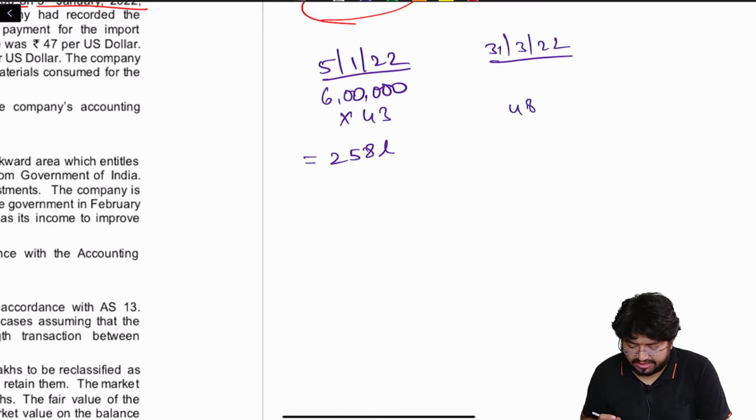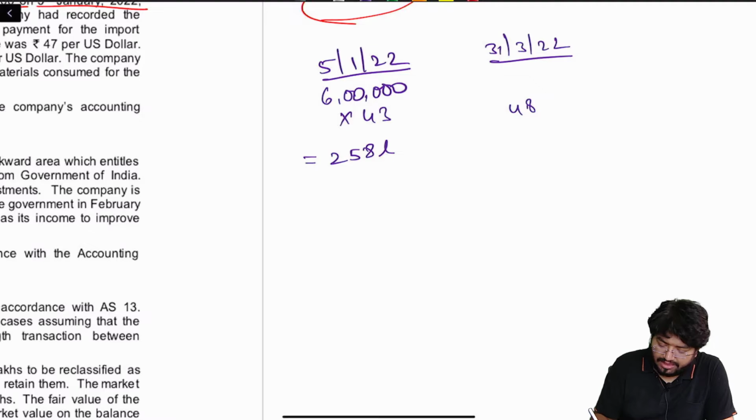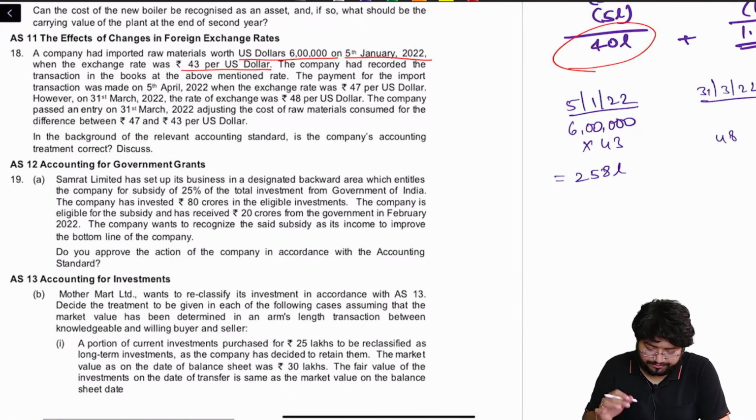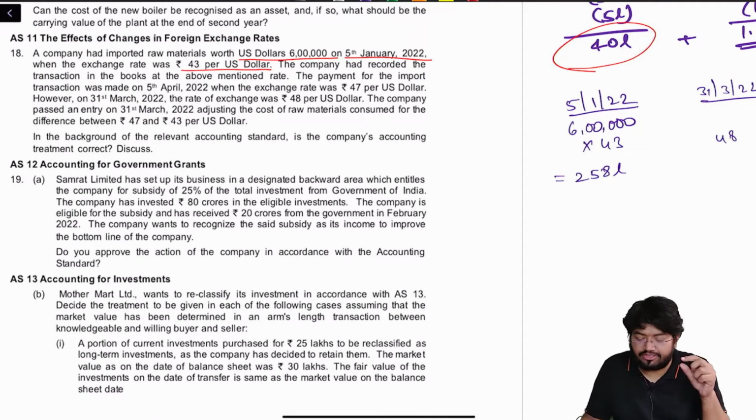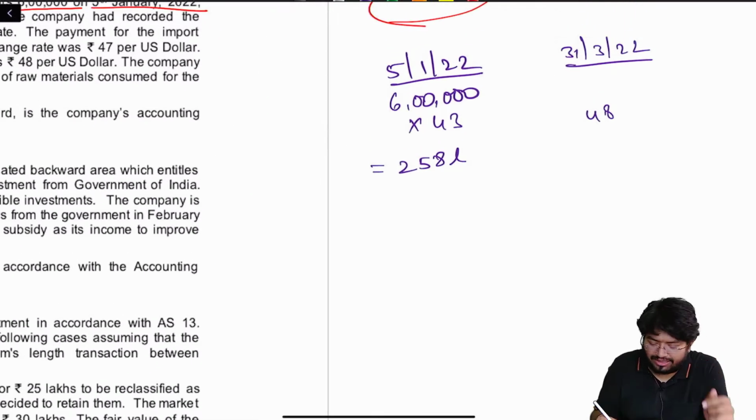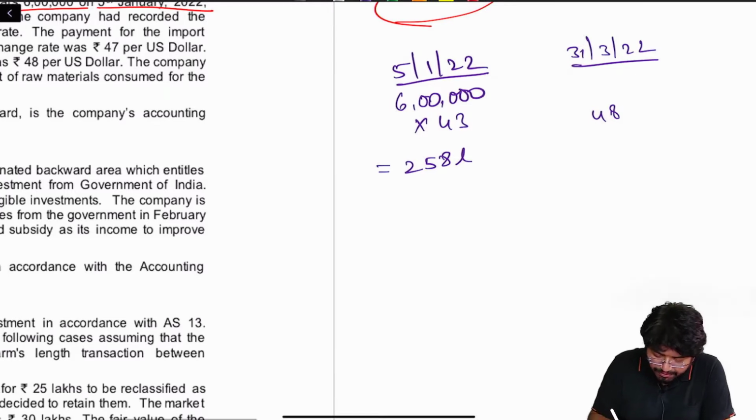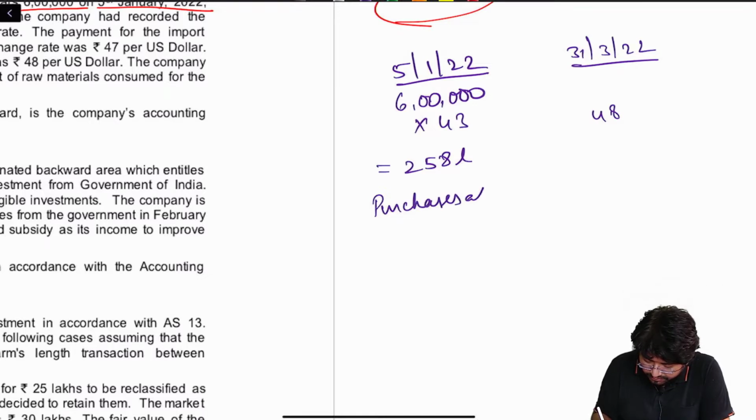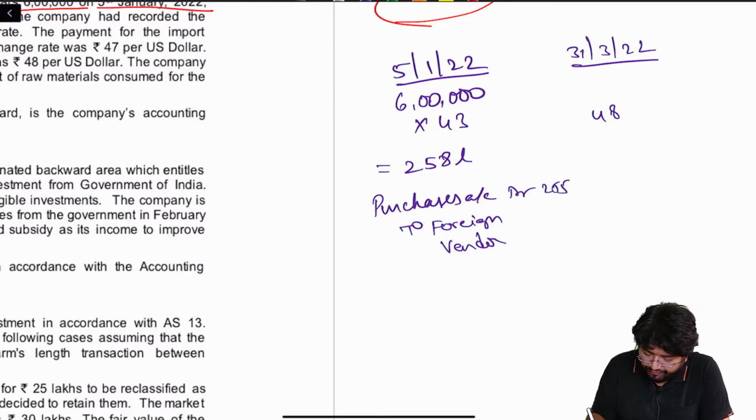That means there is a difference between 43 and 48 to the tune of 5 rupees. So there is basically an import. You are importing, that means you should pay money. So what would be the entry when you have entered into the transaction? Purchase account debit, to foreign vendor. It is 258 and 258.